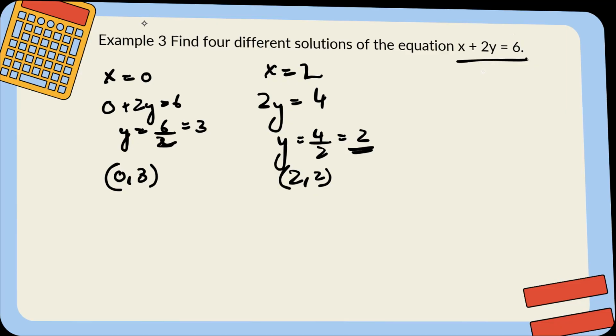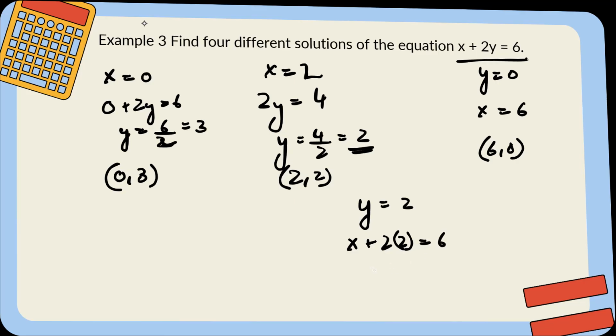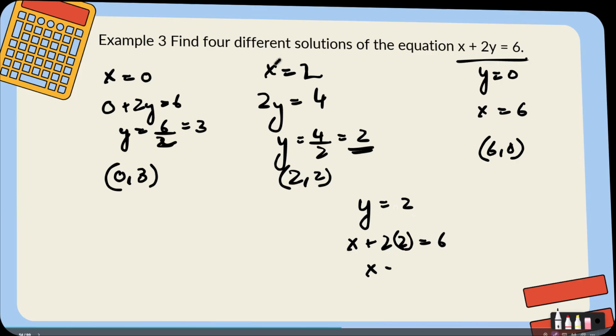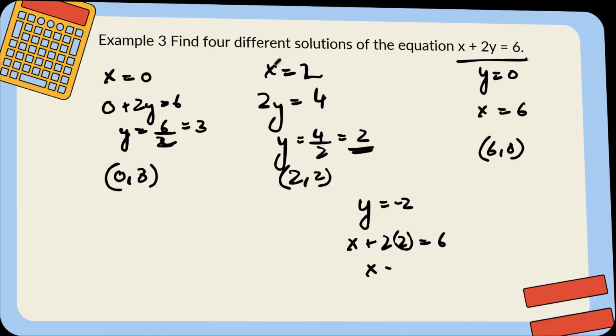You can also put y is equal to 0, no problem. If you put y is equal to 0, what is x? x is equal to 6. So we have (6, 0). Any number you can put, say y is equal to 2. So x is what? 2 into 2 is 4, 6 minus 4... y is equal to 2 is already there, so we'll put minus 2, no problem. We have minus 2 here, right? 2 times minus 2 is minus 4. Minus 4 goes to the other side, x is equal to minus 4 becomes plus 4. It'll become 10.